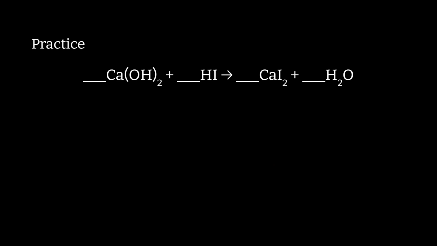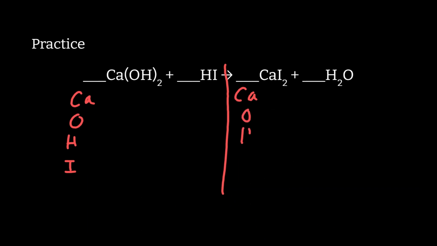Taking a look at the next example, we have our CaOH2 plus HI forming our CaI2 plus H2O. We're going to go ahead and balance this. Counting out our number of atoms, we have calcium, oxygen, hydrogen, iodine, and we have this on either side. We have one calcium atom. Now, for counting up our number of oxygen, we need to remember that this 2 on the outside distributes inward. So we end up with 2 oxygens.